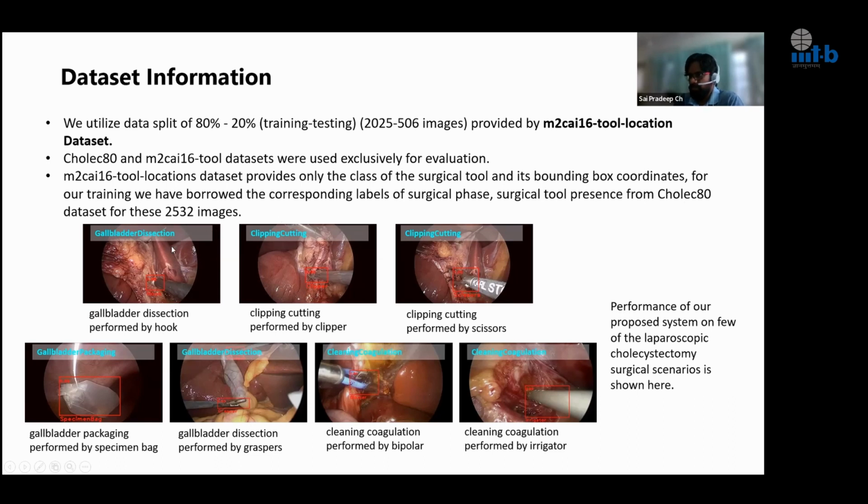So these are the results coming out of our model. If you look at this example, this is the surgical phase in the top left, and this is the bounding box for the tool. So this is a gallbladder dissection performed by the hook. When we look at something else, yeah, cleaning and coagulation performed by the bipolar. So the bipolar tool, and the surgical phase detected is cleaning and coagulation.